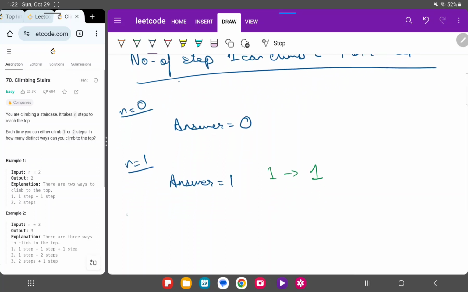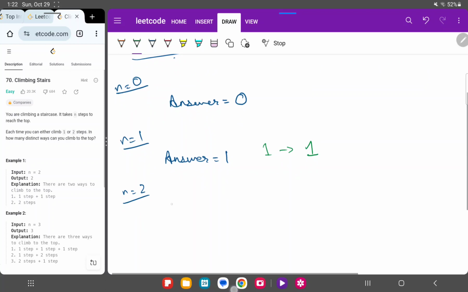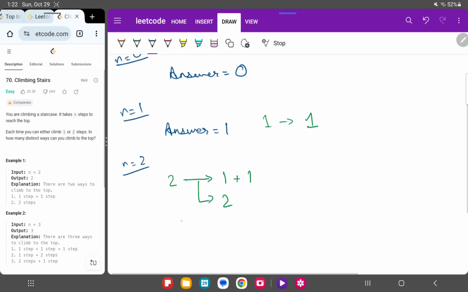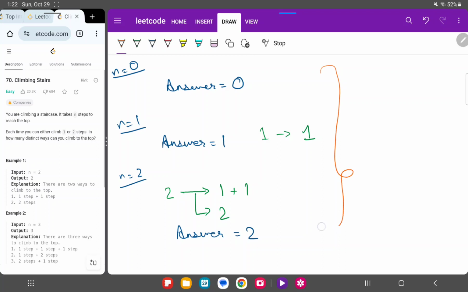Now let's analyze the other scenario, n equals 2. How can we break this scenario down? So we have to climb 2 staircases. What are the possible ways to do that? We climb one staircase, then another, or we take 2 steps directly. So the number of ways to climb 2 staircases is answer equals 2. So let these scenarios be our base cases, which we'll use when computing higher values of n, as we're going to be using a dynamic programming approach. So these base cases would help us in computing values for higher values.